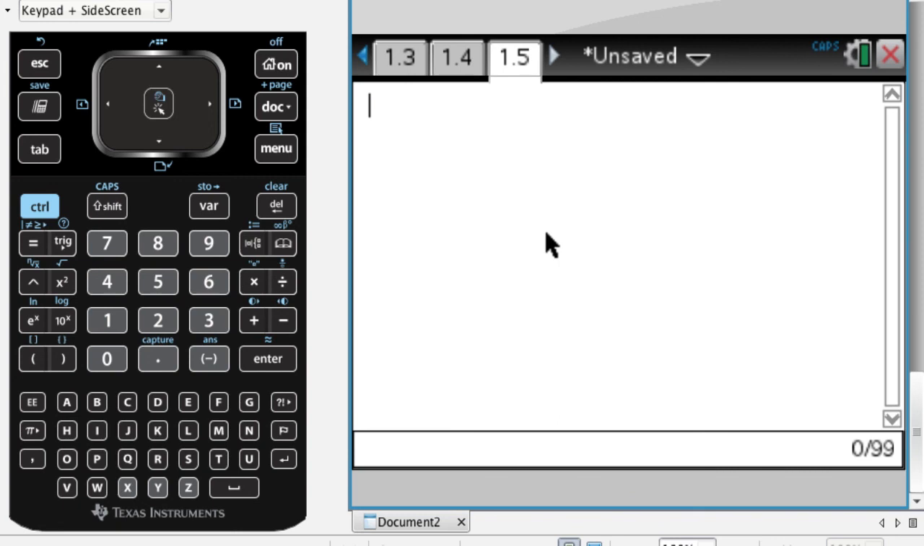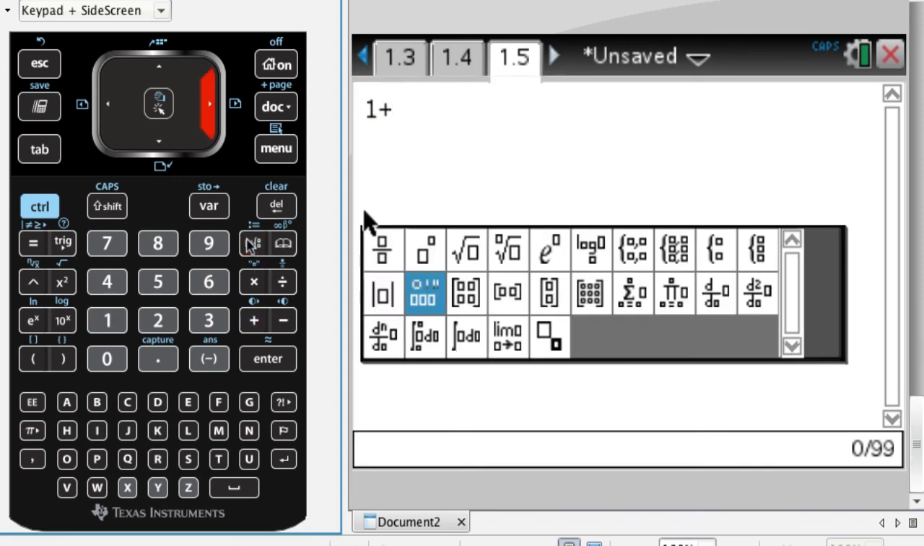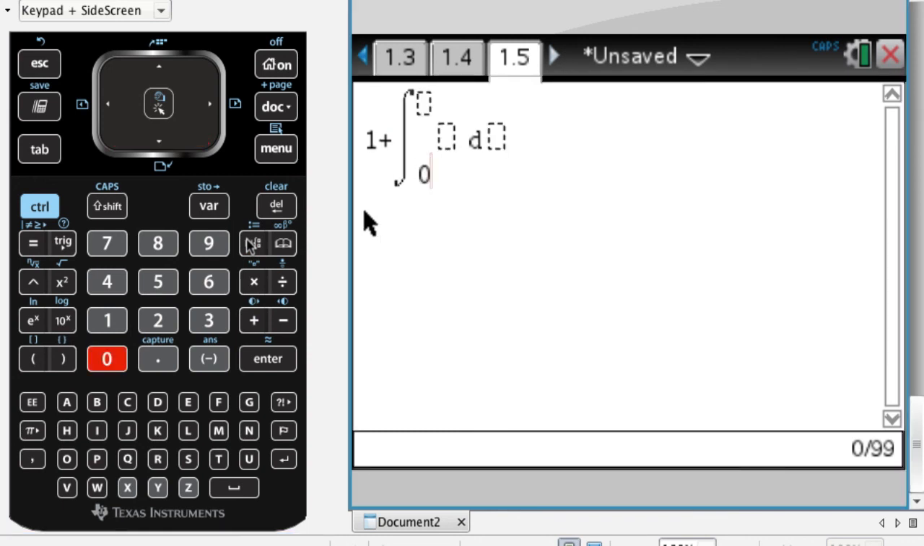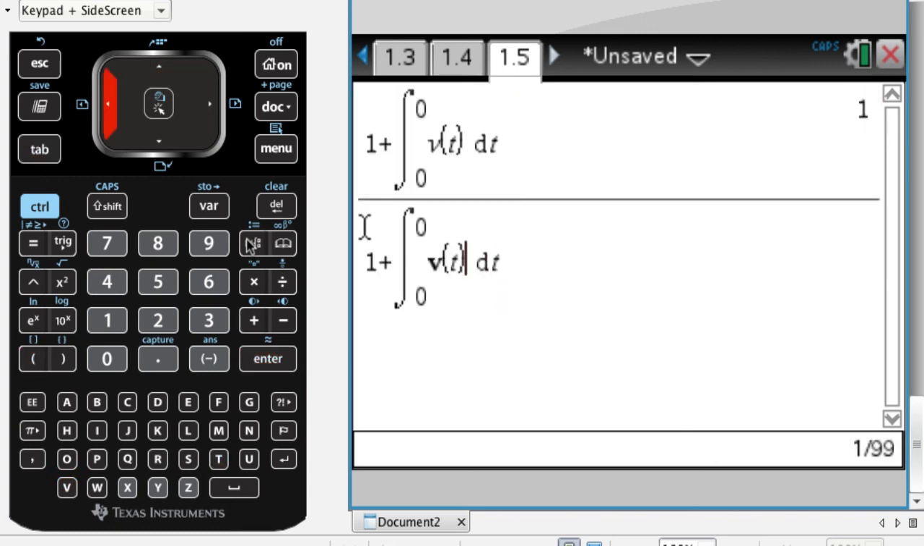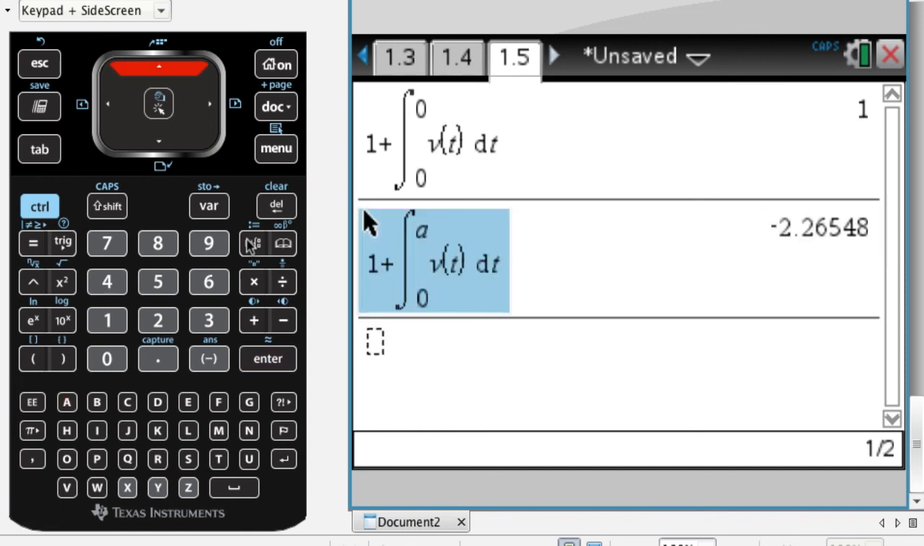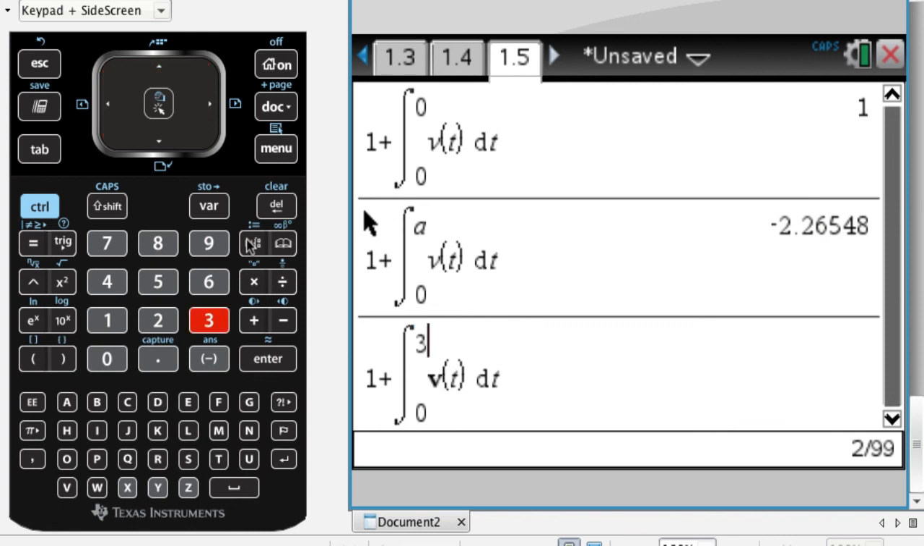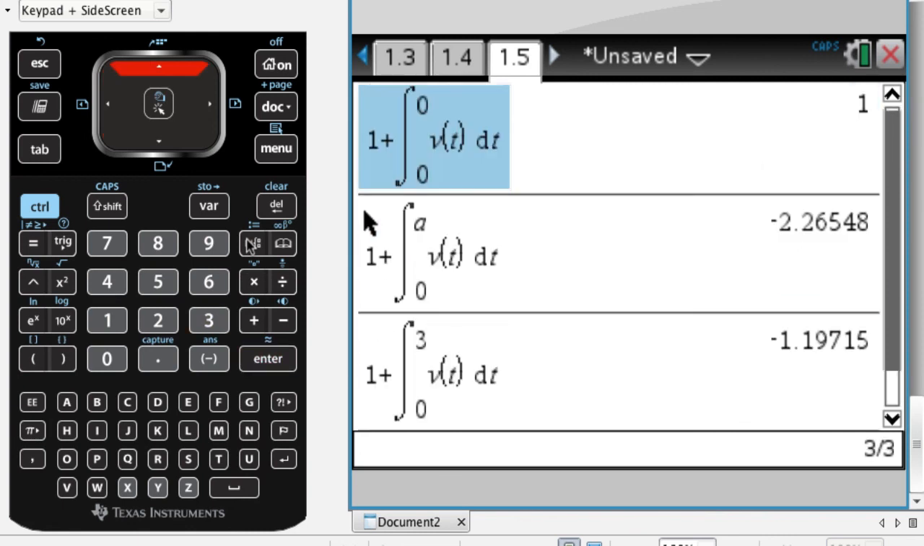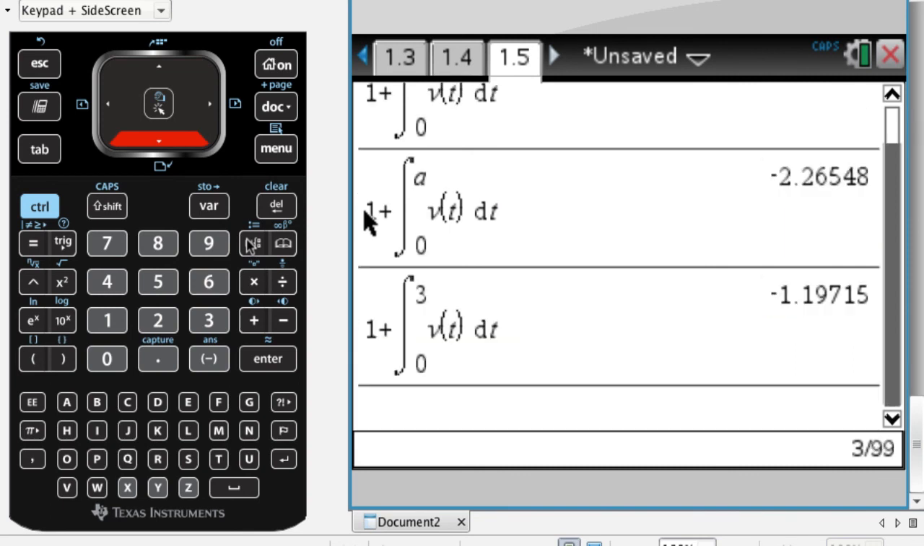I know that at 0, the current location is 1. So 1 plus the integral from 0 to 0, there's really no point in doing that. It's just going to give me 1. Then 1 plus the integral from 0 to a, which is that, and 0 to 3. Okay, so the distance from the origin would be the absolute value of these. So the greatest distance that it achieves is 2.265. And that's how I would do this entire problem.